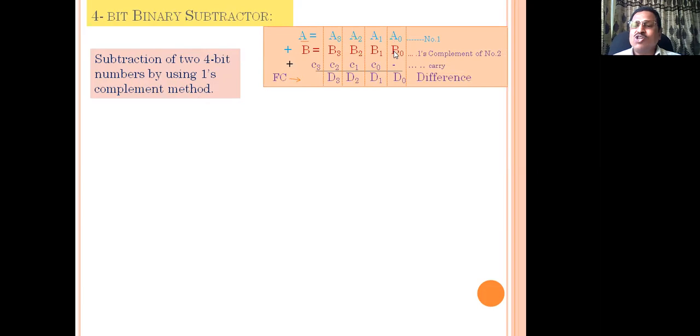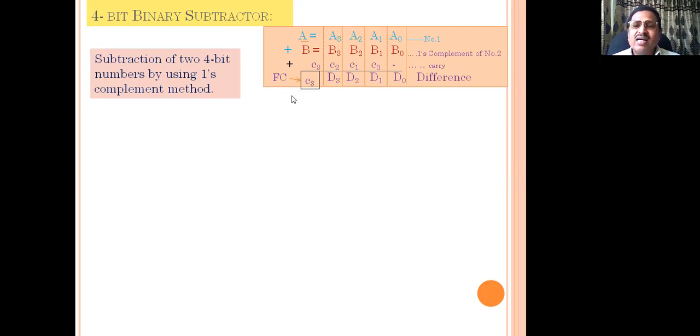A0 plus B0 bar gives difference D0, with any carry C0. A1 plus B1 bar plus C0 will give D1. Again A2 plus B2 bar plus C1, if any carry from the previous one, gives difference D2. Then A3 plus B3 bar plus any carry C2 from the previous column will give difference D3. C3 will be used as a final carry that will tell whether the difference or subtraction is positive or negative, that is known to us.